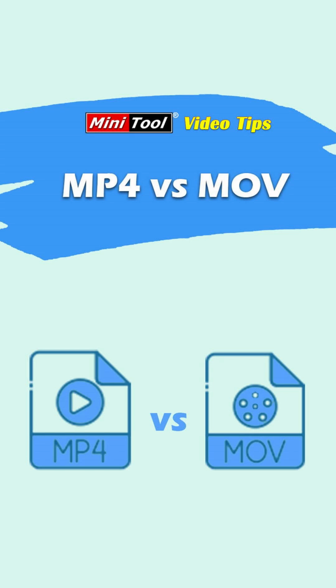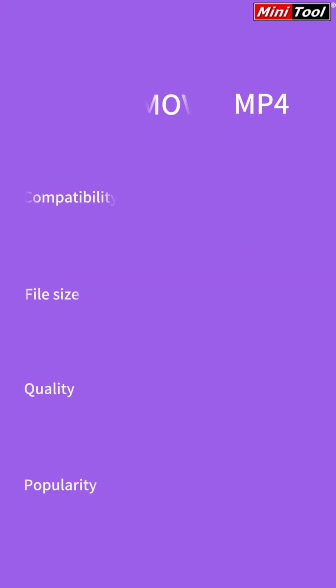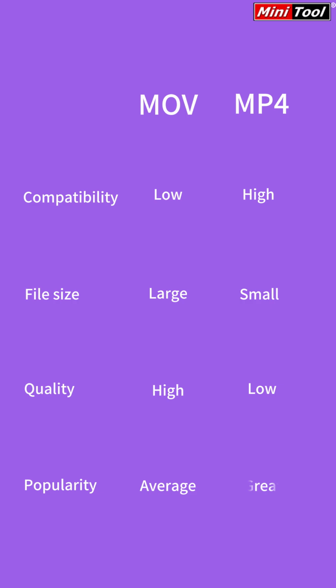MP4 versus MOV. What are the differences? Here's the answer. MOV has a low compatibility and a large file size. It has high playback quality, but has average popularity. MP4 has higher compatibility and a smaller file size. It has lower playback quality, but it's more popular among users.